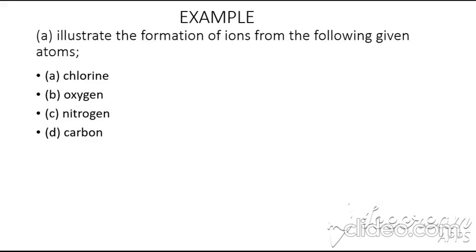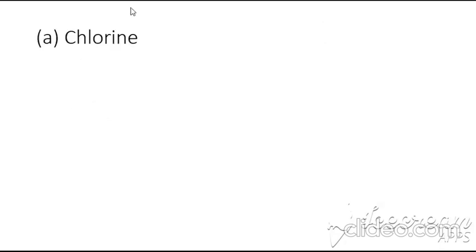Okay, now let's do an example so that you can understand what I'm doing there. The question is saying illustrate the formation of ions from the following given atoms. So we have chlorine, oxygen, nitrogen, and carbon. So we want the formation of ions from these atoms. Let's do it, and I'm going to do chlorine and oxygen. Then for nitrogen and carbon, you can do it on your own. So chlorine is in group 7 of the periodic table.